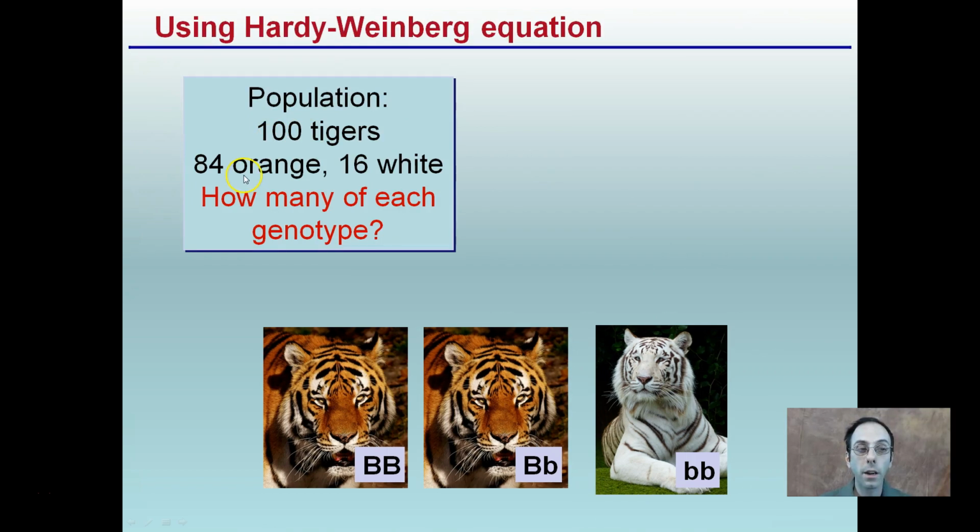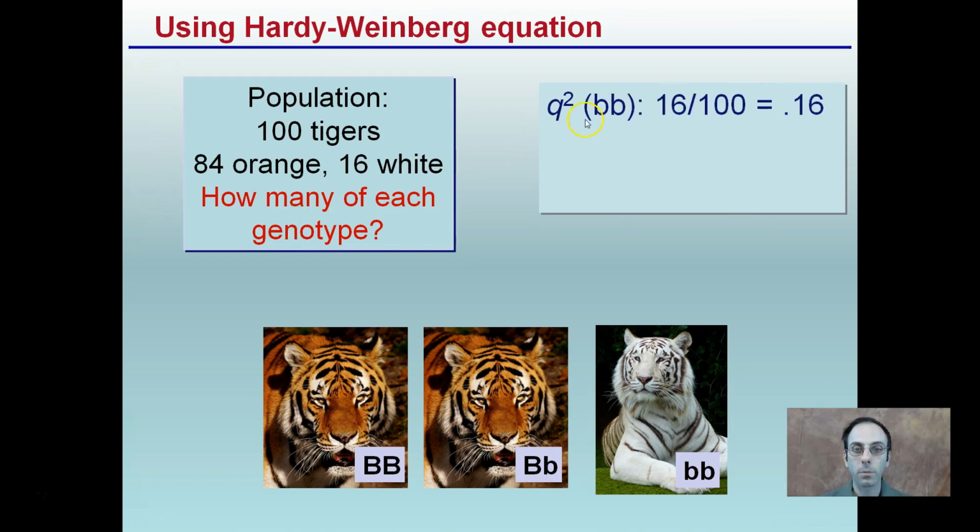So a population of 100 tigers, 84 orange, 16 white, how many of each genotype exist is the question. So let's go through and let's calculate that in this box here. Well, remember our recessive, the 16 white, we know is going to be 16%, and we know what that genotype is. We can't assume we have a consistent amount for the dominant, because remember, it could be homozygous dominant or heterozygous. We want to start with the homozygous recessive.